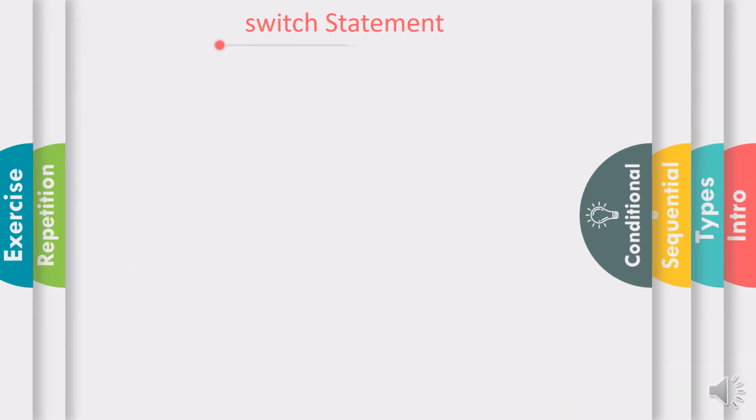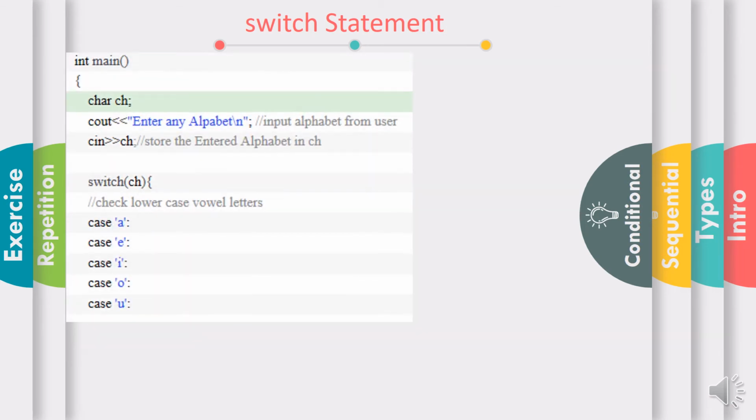Now, here is another example for the switch statement. We can use the switch statement in this way that I am going to explain to you in this slide. Here we have taken the variable ch of data type character. Then we have displayed a message on the screen to enter an alphabet, any alphabet. The alphabet entered by the user will be stored in the variable ch with the help of this cin statement.